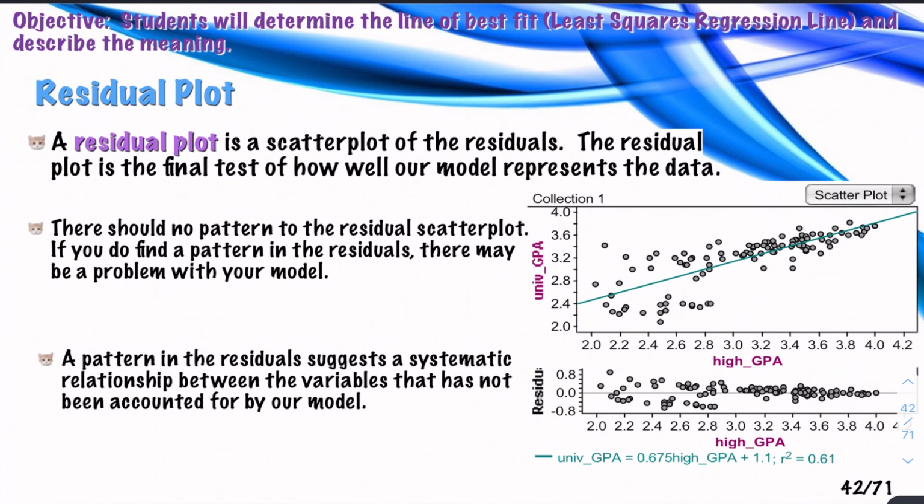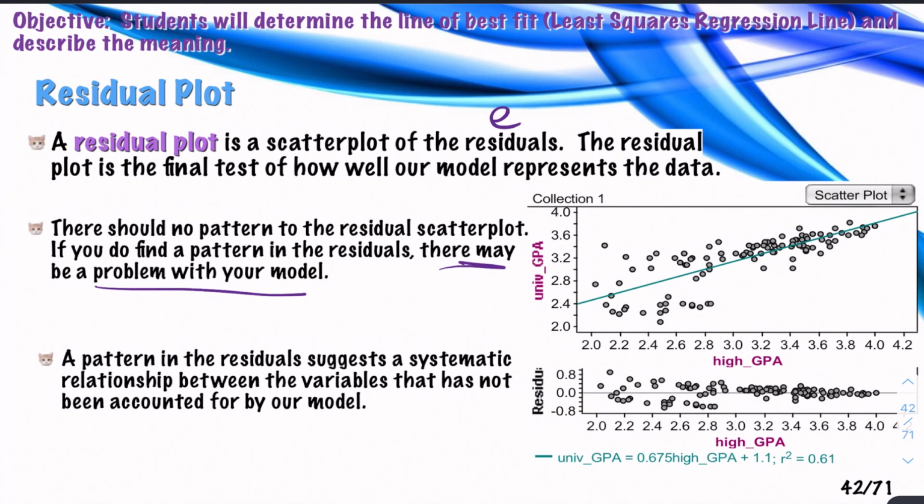So how do we get an actual residual plot? Well, a residual plot is a scatter plot of the residuals, of the error measurements. The residual plot is the final test of how well our model represents the data. What we are expecting to see is no pattern in the residual scatter plot. So if you do find a pattern in the residuals, there may be a problem. And that's kind of the underlying thing. What else is going on here?